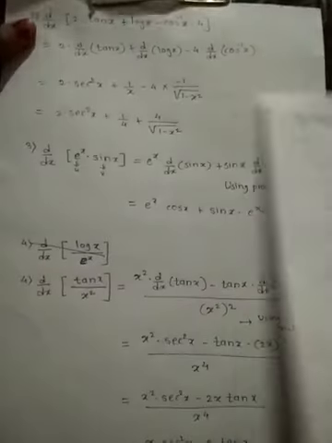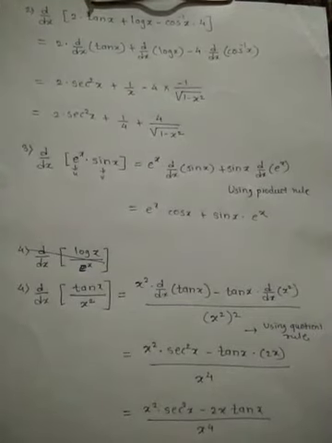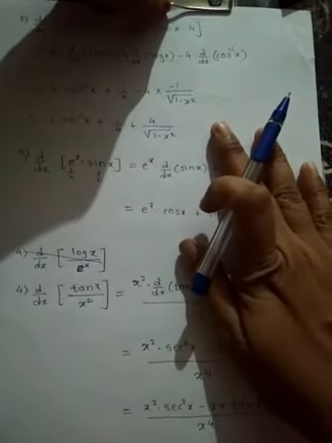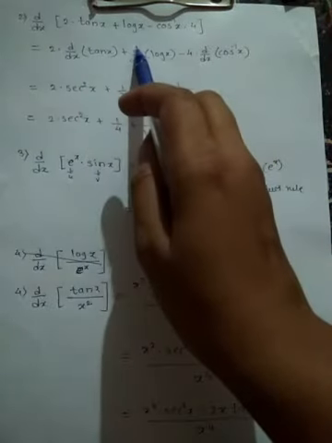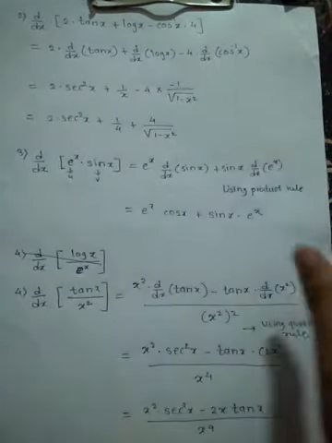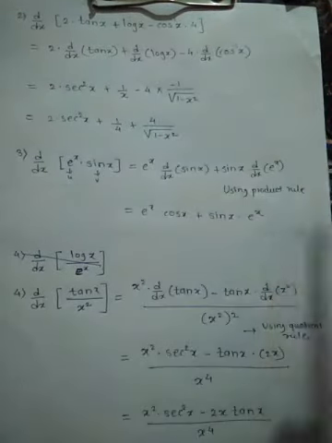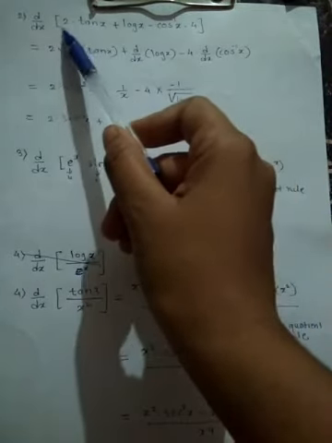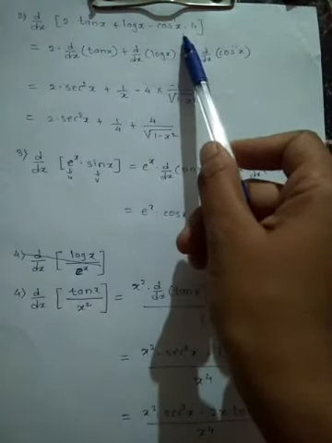Second problem. Find the derivative of 2 into tan x plus log x minus cos inverse x into 4. First we use the linearity property. Derivative of this first term plus derivative of log x minus derivative of the last term.